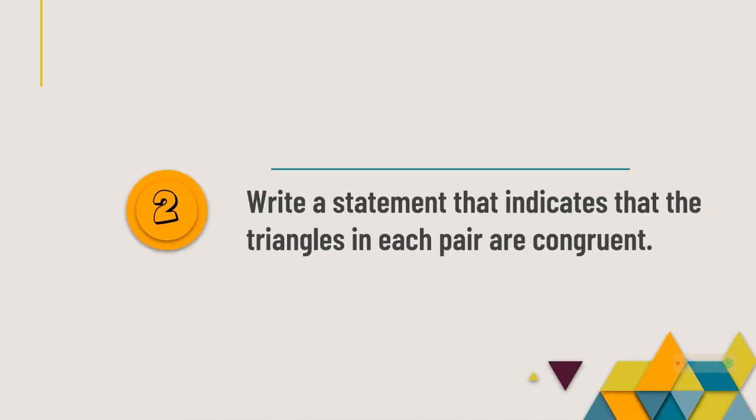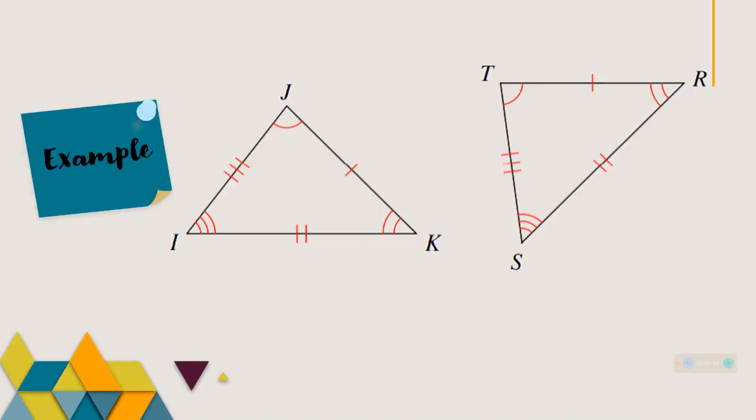In this next activity, we are going to write a statement that indicates that the triangles in each pair are congruent. I will give you first an example. I have here two triangles with tick marks. Again, this red ink is what we call the tick marks, which I discussed in our previous video. So we have here a statement that triangle JKI is congruent to triangle TRS.